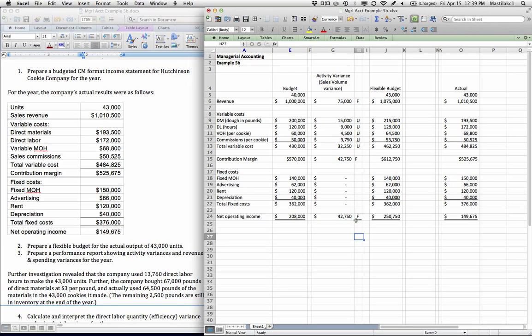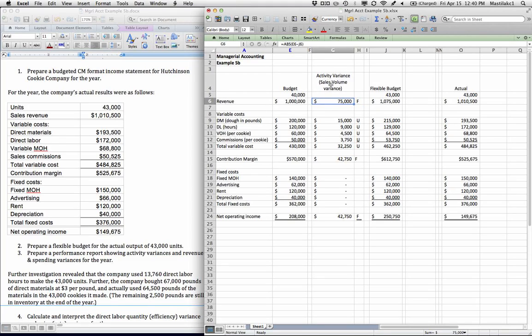And so we go down to net income, and our net income should be $42,000 higher because we sold more units. So we're going to call that favorable. In this course, every variance is in dollars. Every variance that's not zero has an F or a U for favorable or unfavorable. That's how it's going to work. So that's the activity variance.